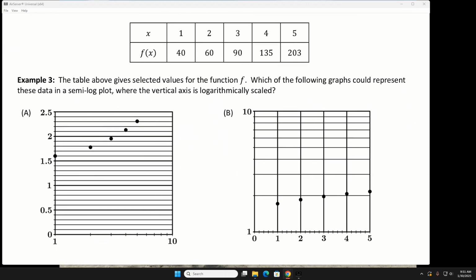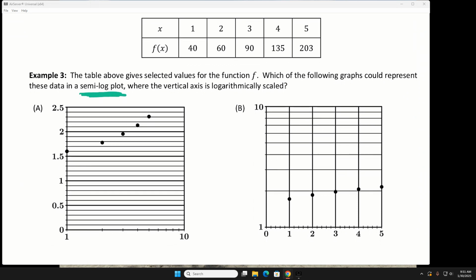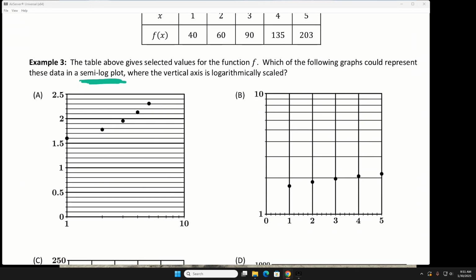Okay, so we have this table of values. We're actually going to use the same table on the very last example also. And it doesn't tell you what type of function it is. We could probably figure it out by looking at the y values, but we want to pick out which semi-log plots where the vertical axis is logarithmically scaled would represent those values. Okay, so is this first one a semi-log plot where the vertical axis is logarithmically scaled? No. Is there an axis that is, it's so hard to say, logarithmically scaled?